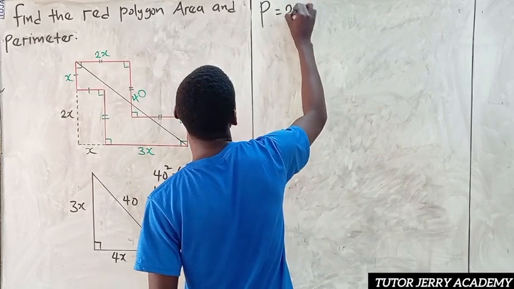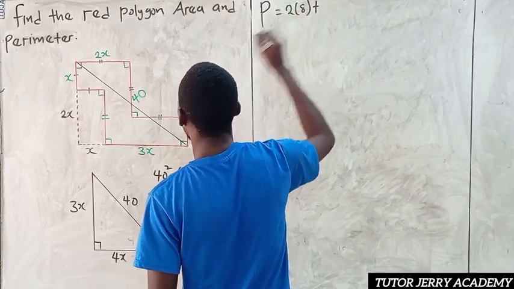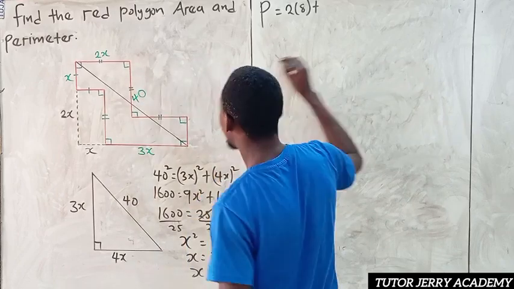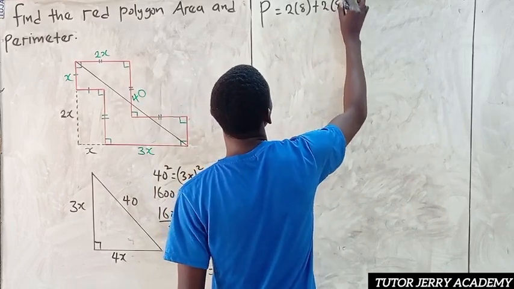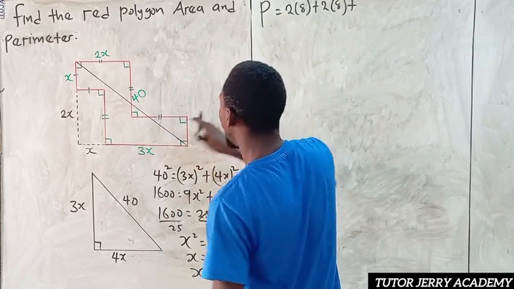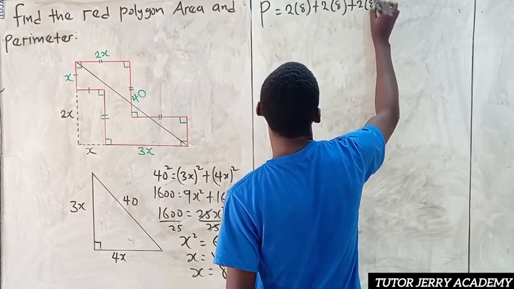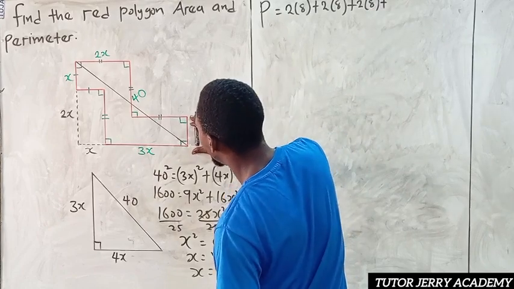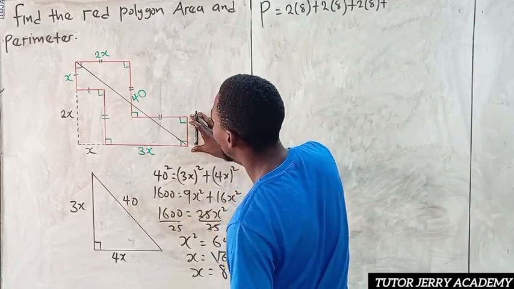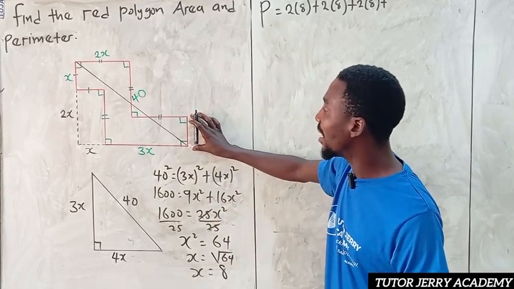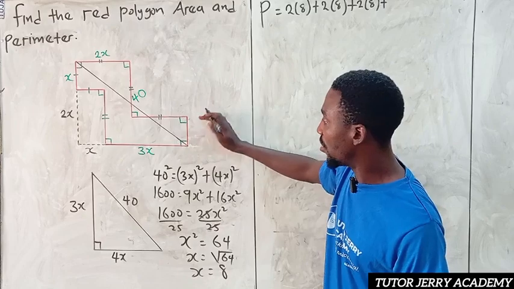So it's going to be 2 into what? 8 plus what? Plus 2s again. It's going to be 2 into 8 plus 2s again. It's going to be 2 into 8 plus what? This line here is going to be x.